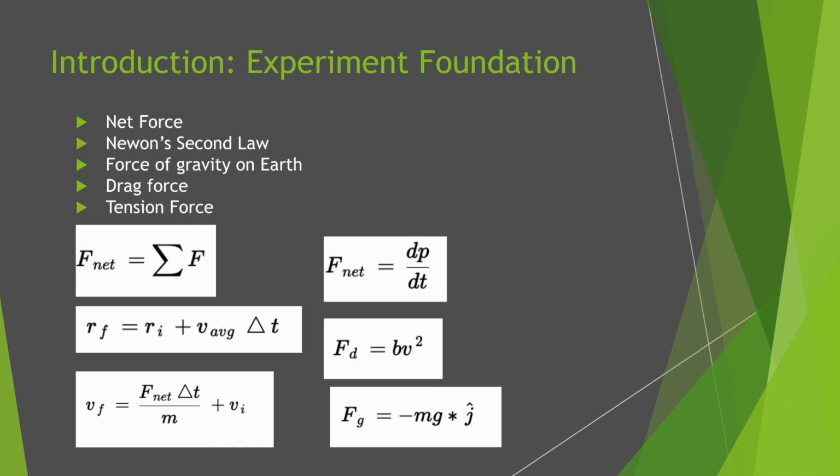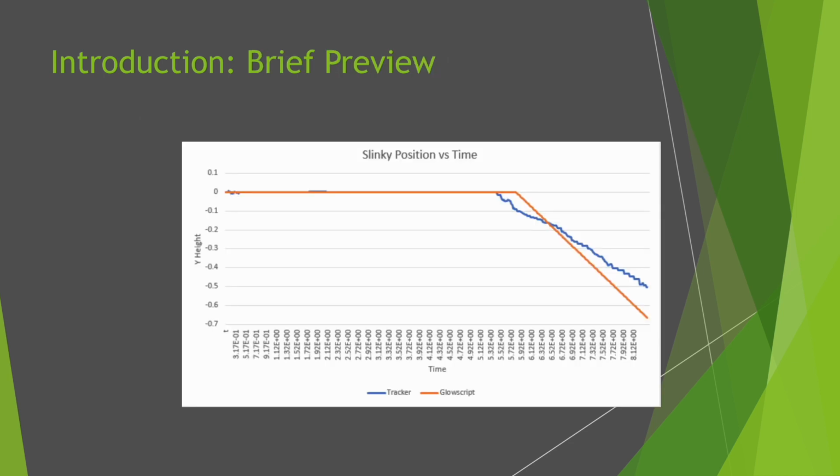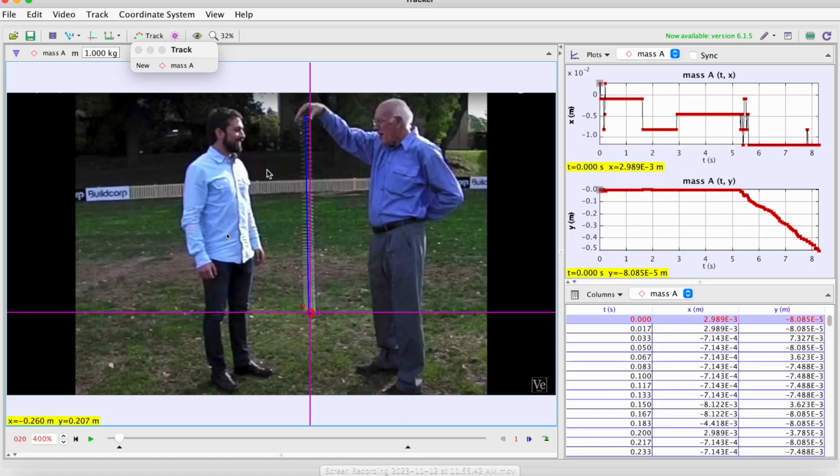A brief preview of our experiment: we have a model of a slinky falling, and we created an observed model and also a computational model. We'll analyze that now. We have a calibration stick defined as 4 feet, or 1.22 meters. The axis starts at the bottom of the slinky, and we're going to watch how it falls relative to the top of the slinky.